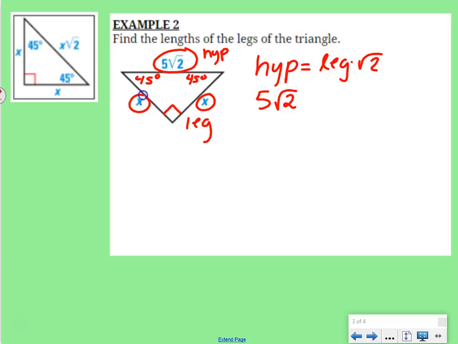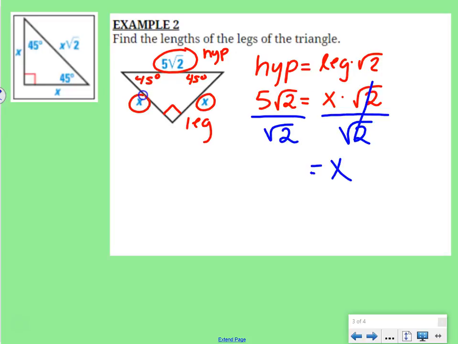5 square root 2 equals x times the square root of 2. We want to get x all by itself, so we want to divide by the square root of 2 on both sides. Square root of 2 cancels here, leaving us with x. Square root of 2 cancels here, leaving us with 5. So the length of our leg is 5.